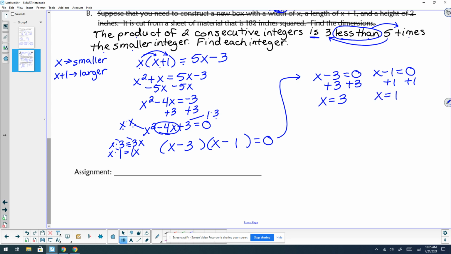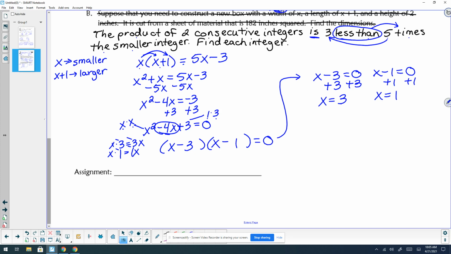Now, what we've just found is the two different answers that our smaller integer could be. So our smaller integer could be 3, or our smaller integer could be 1. It does not matter in this case because we're just talking about integers. We're not talking about distance. On that last problem, we were talking about the length of something, so we couldn't use the negative. In this case, I don't have a negative anyway, so even in a problem like the one that we just did above, these would still work.